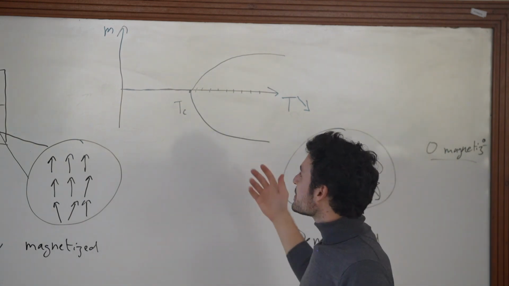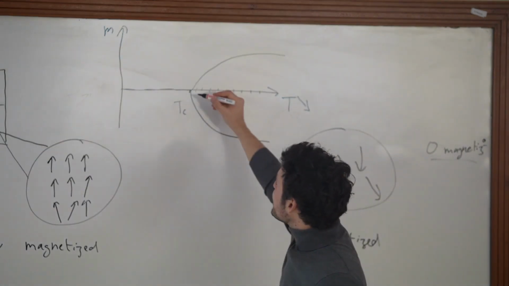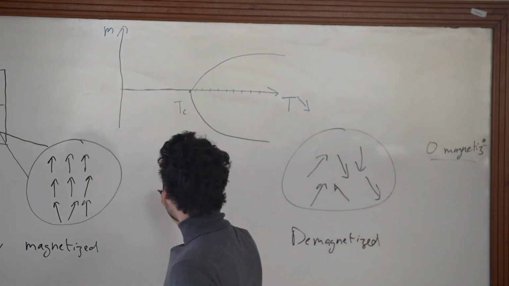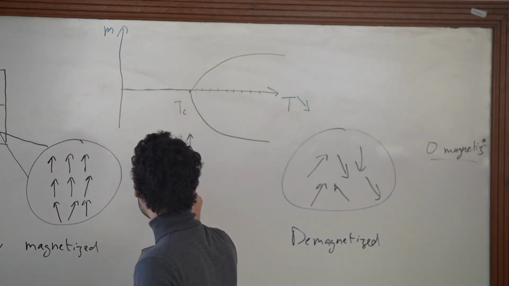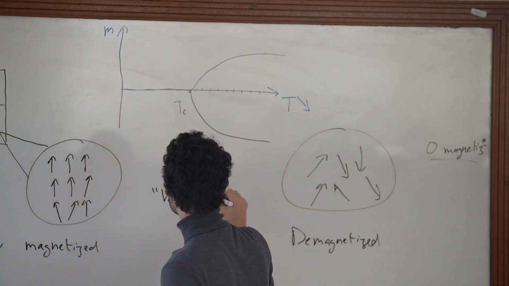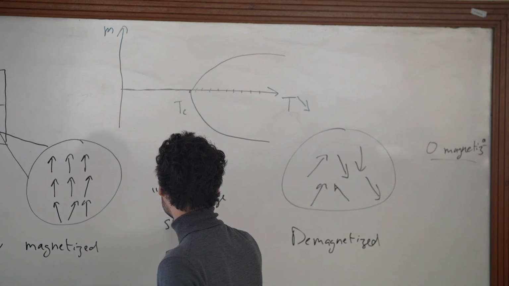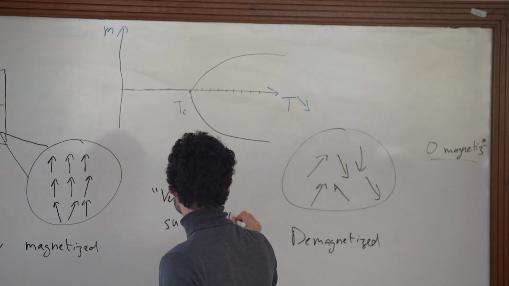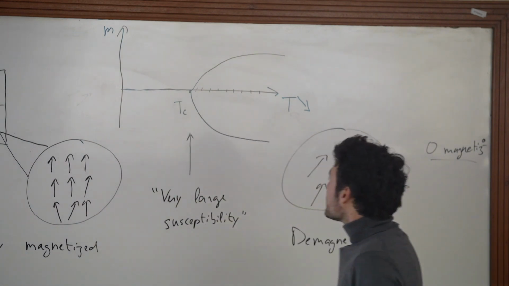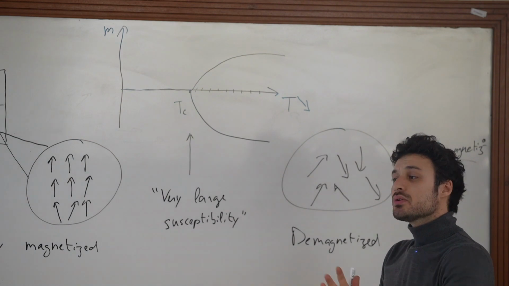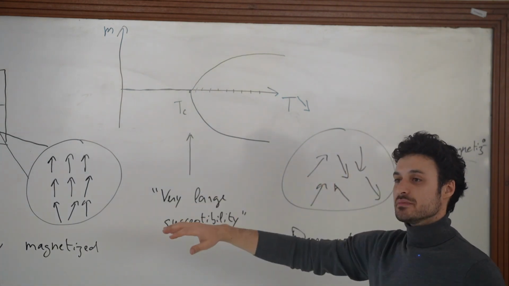And we can try and understand why that's the case. Because basically there's a property here at the critical point where you have very large magnetic susceptibility. And I'm going to explain what this means. So essentially, once you've reached the critical point, any tiny nudge will determine the orientation of the whole system.